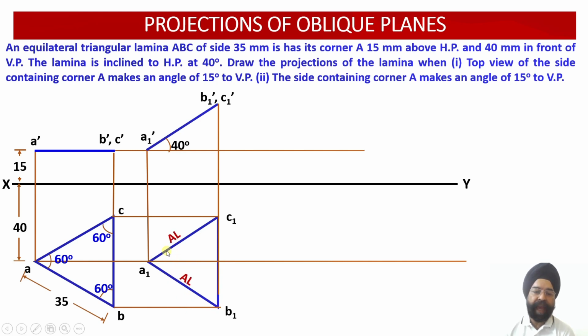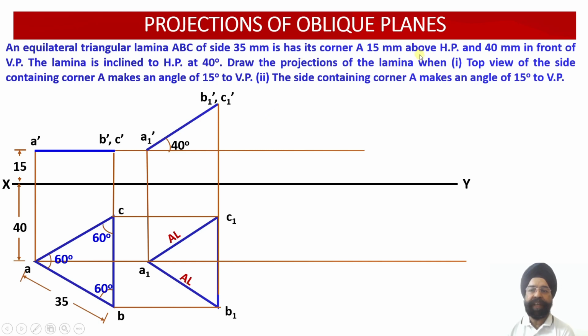We have obtained apparent length for the edge A1 C1. So both of these edges have been reduced. So this is the true shape of the triangular lamina. This is the apparent shape of the equilateral triangular lamina. Now in step 2, this is also apparent length, this is also apparent length.